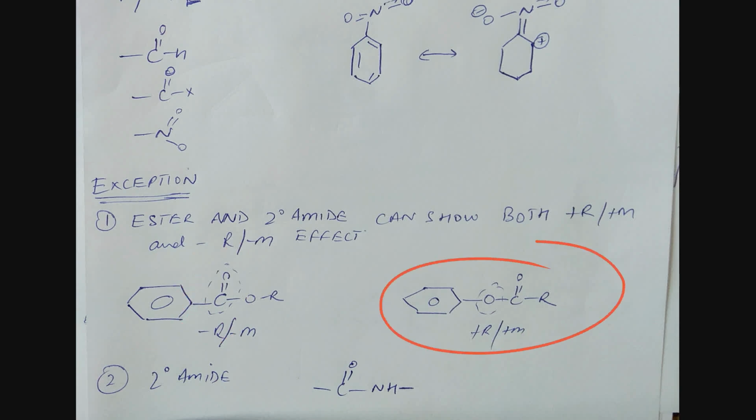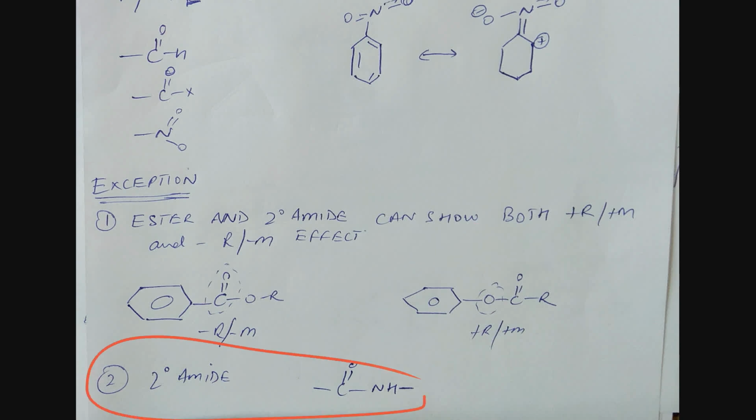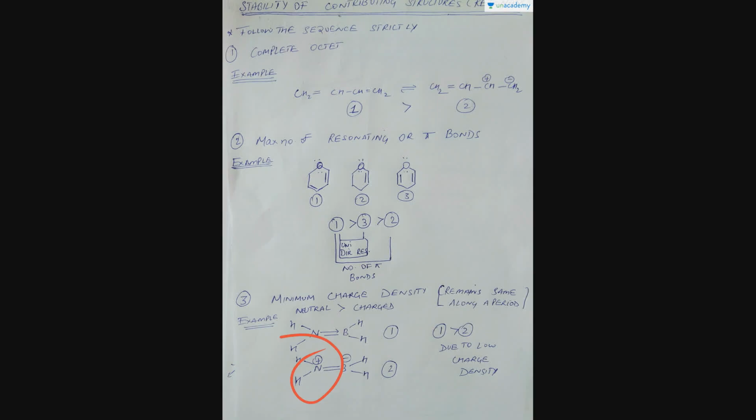Okay, now if I connect the oxygen end towards any group, then oxygen has two lone pairs, therefore it will act as an electron donating group, so this becomes a plus R group. Now the same thing happens with secondary amide as well. We can easily see there is an electron withdrawing group and there is an electron donating group, and the effect depends only on which side we connect to the group.